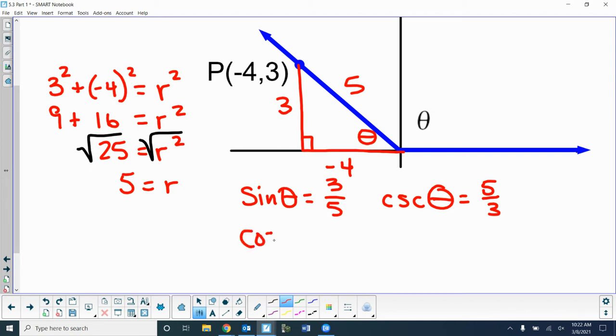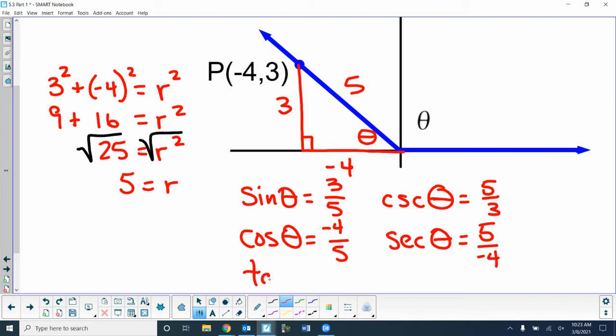The cosine is adjacent, negative 4 over hypotenuse 5. And secant, reciprocal, 5 over negative 4. And then tangent, TOA, opposite over adjacent, y over x. And then cotangent, adjacent over opposite.